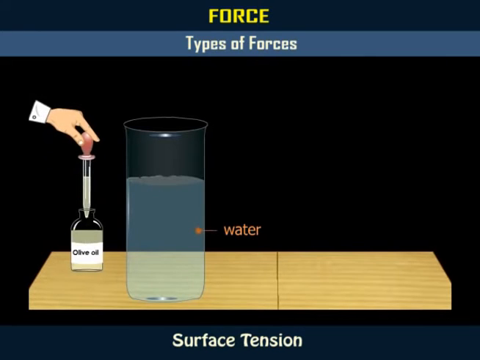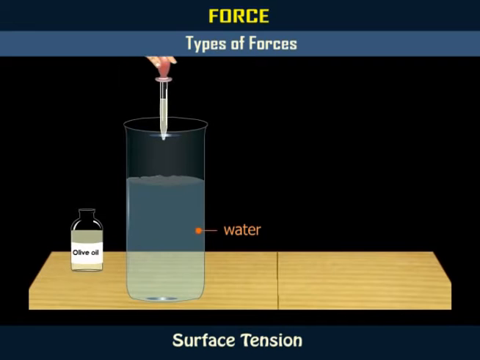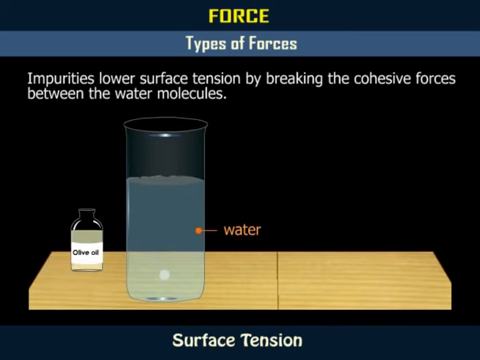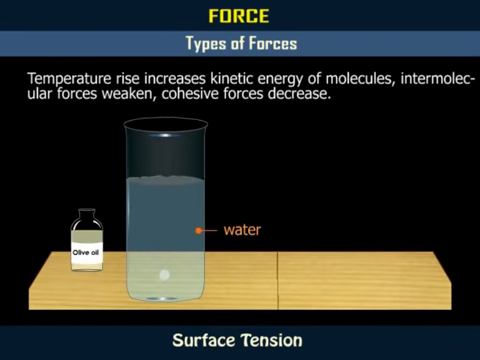By adding oil in water, we reduce surface tension, so the mosquito's eggs and larvae cannot float but will sink. Surface tension is affected by impurities as well as temperature. Impurities like detergents lower surface tension by breaking the cohesive forces between the water molecules. When temperature rises, the kinetic energy of the molecules increases, the intermolecular forces weaken, and cohesive forces decrease, lowering the surface tension.